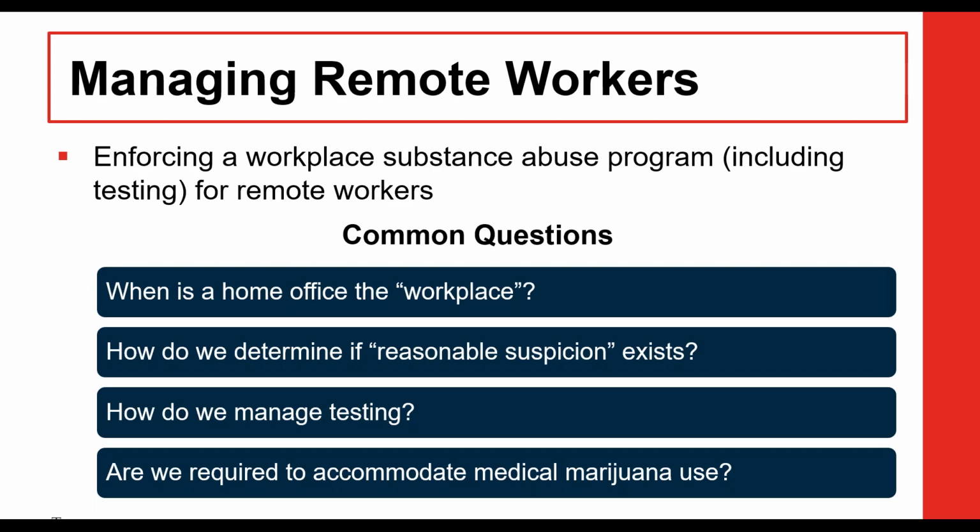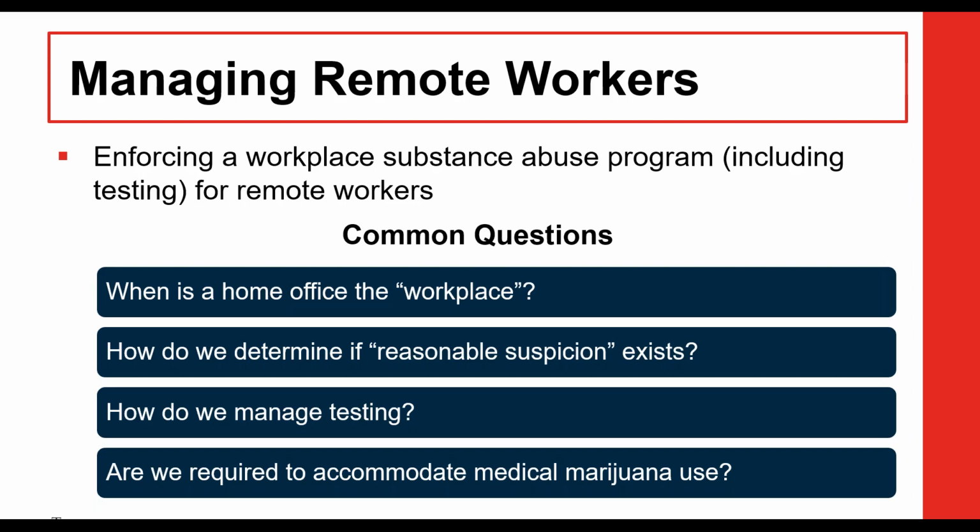How do we determine if reasonable suspicion exists? Obviously, if someone's a remote worker, that decreases your ability to potentially supervise their day-to-day activity, but there may still be certain objective signs that something's going on, whether on a Zoom or a Teams meeting, that they seem to be showing signs of impairment. If you suddenly see a significant drop off in their work performance, that could be another issue. Absenteeism could be another potential indication here.